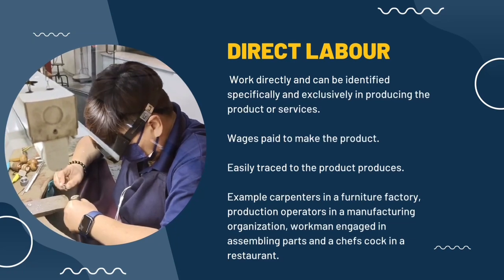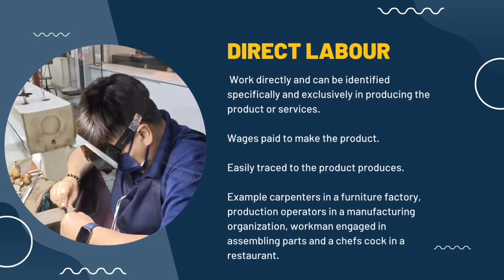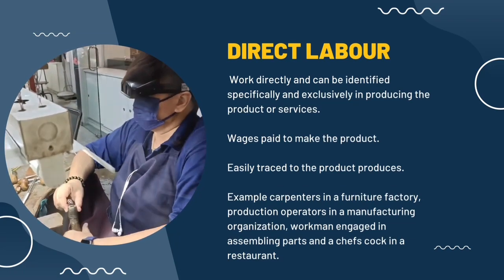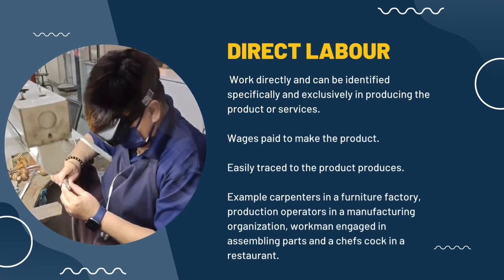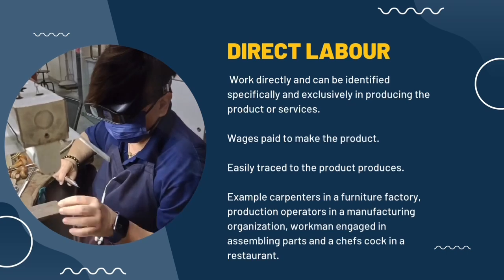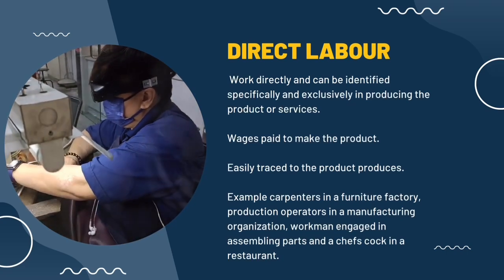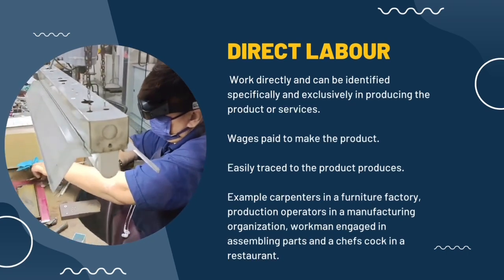Next, what is the direct labor? Direct labor is the workers who actually make the product or provide the service. In a service organization, workers are said to be directly involved in production and are categorized as direct labor. For example, carpenter in a furniture factory, production operator in a manufacturing organization, as well as chef and cook in a restaurant. The direct labor costs can be easily traced to the product produced.